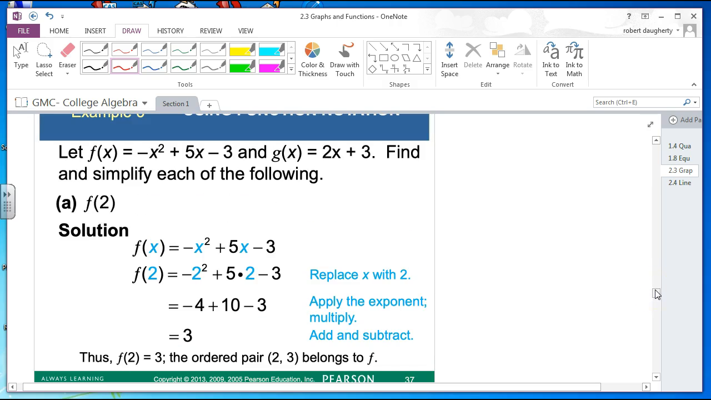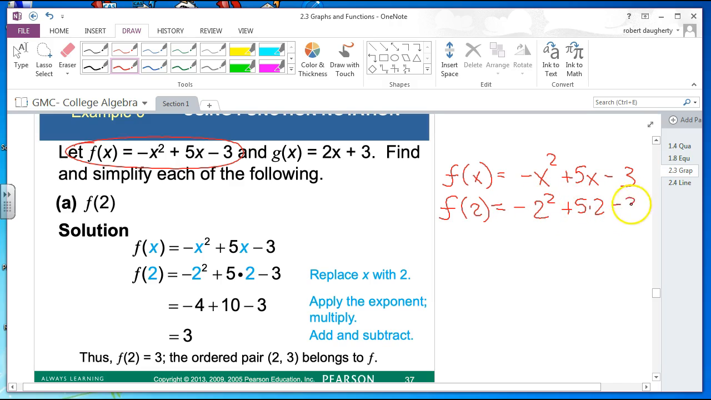So I'm going to give you in function notation two different functions, f and g. Find and simplify the following. f of 2, okay? Here's my rule for f. So f of x is equal to minus x squared plus 5x minus 3. f of 2 is just everywhere you see an x, you're going to replace it with a 2.